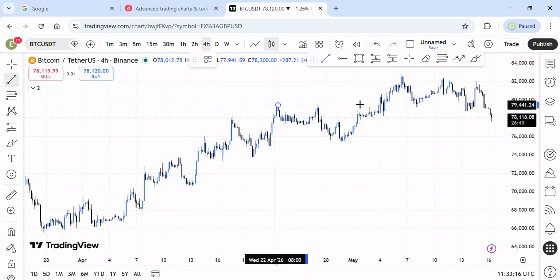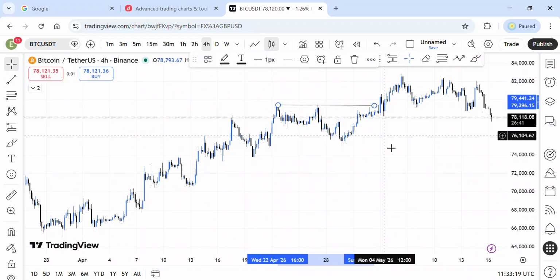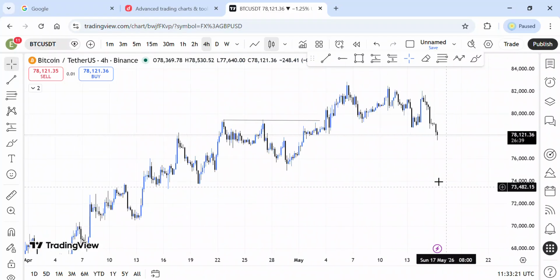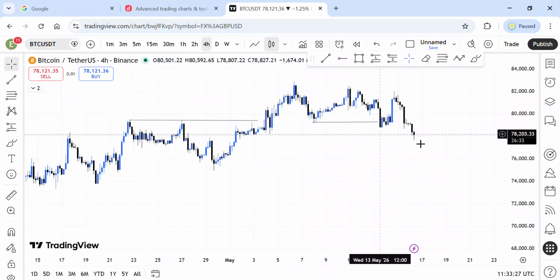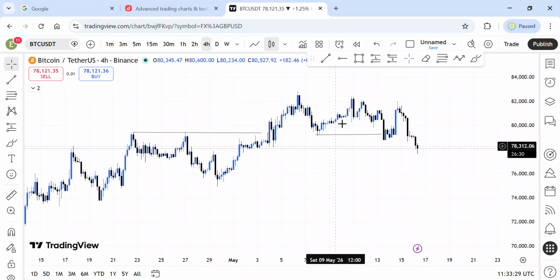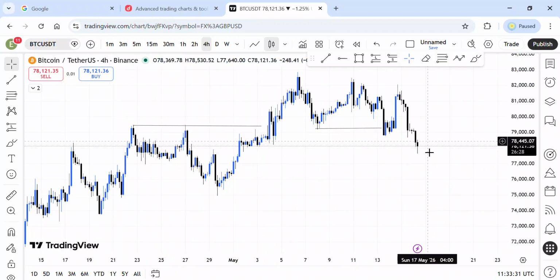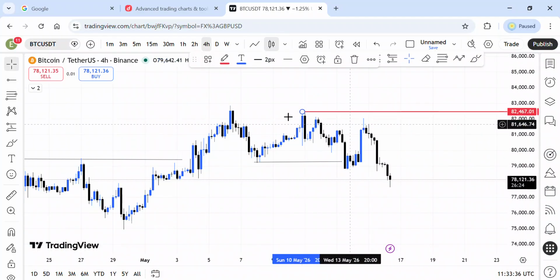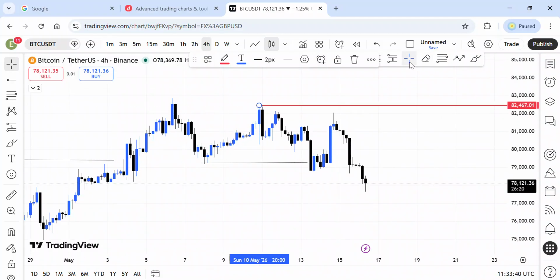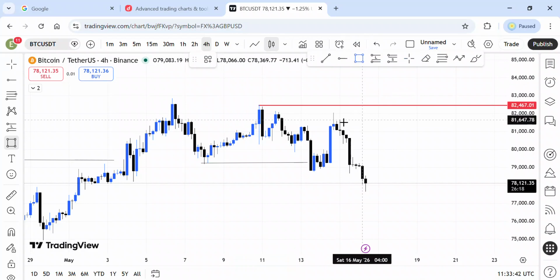Although we had a breakout here too, a BOS to the upside, something happened here. If you check closely, we quickly had a minor change of character right here. So what did I do? I just mark this place as the protected high, and I'm looking for a sell. Easy peasy, no stress. I was just looking for a very sharp sell.